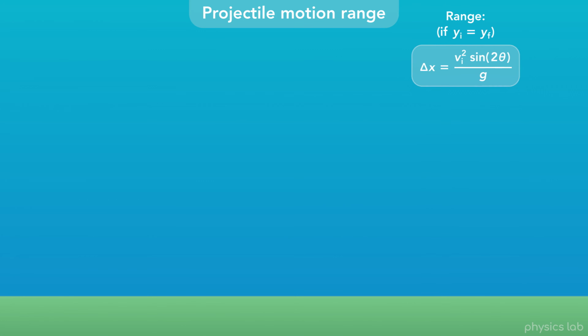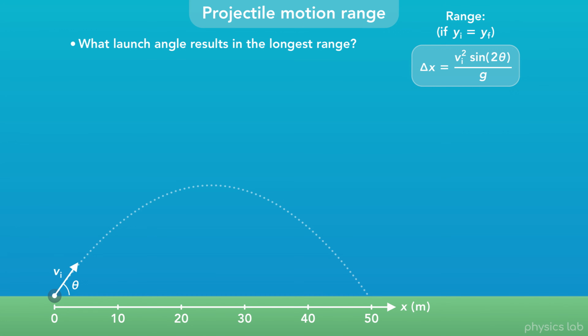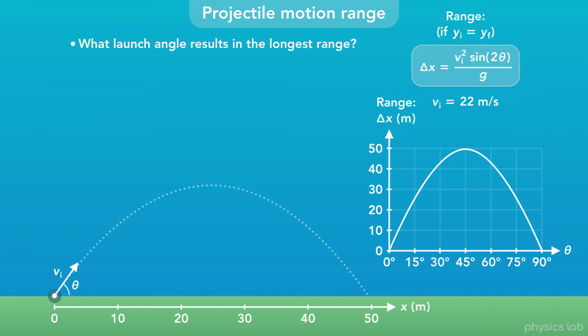One more question that shows up a lot is this. What launch angle results in the longest range? So what value of theta will give us the maximum value of delta x? Here's the graph of this equation using 22 meters per second for the initial velocity. The angle, theta, is on the horizontal axis from 0 to 90 degrees, and the vertical axis is the range, delta x. No matter what the initial velocity is, an object launched from the ground will travel the farthest when it's launched at 45 degrees.